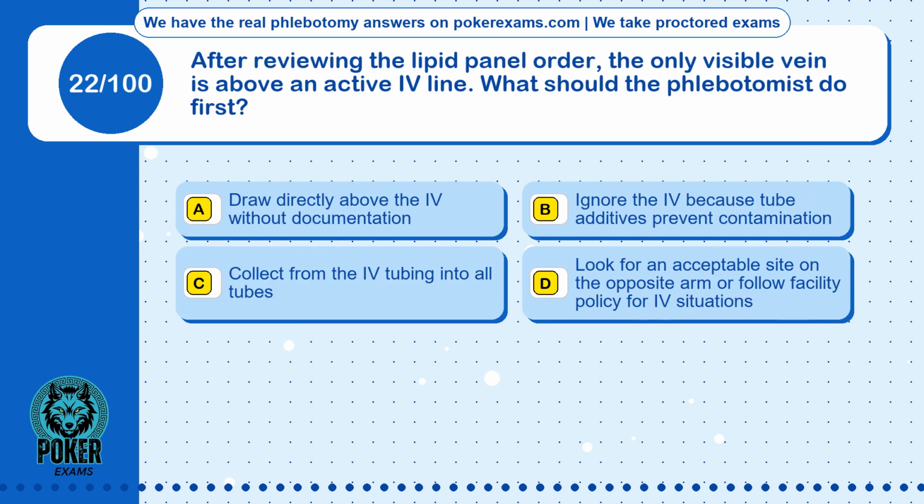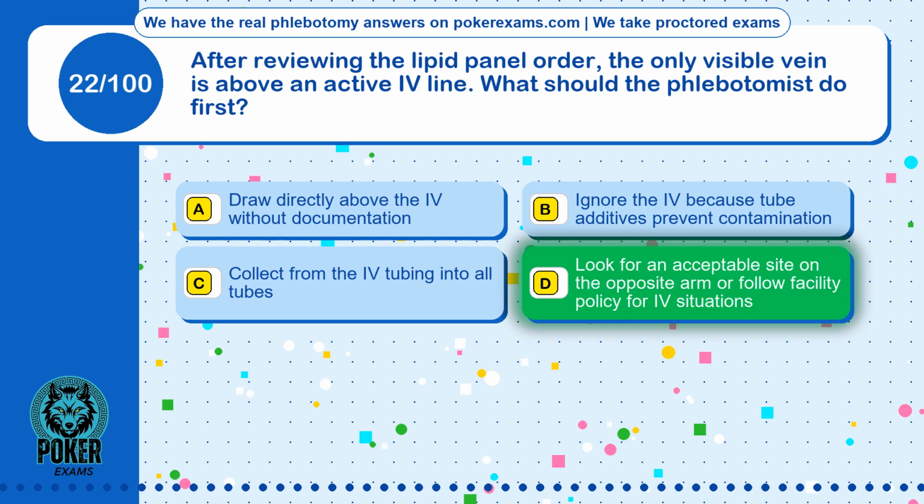Question 22. After reviewing the lipid panel order, the only visible vein is above an active IV line. What should the phlebotomist do first? Option A. Draw directly above the IV without documentation. Option B. Ignore the IV because tube additives prevent contamination. Option C. Collect from the IV tubing into all tubes. Option D. Look for an acceptable site on the opposite arm or follow facility policy for IV situations.